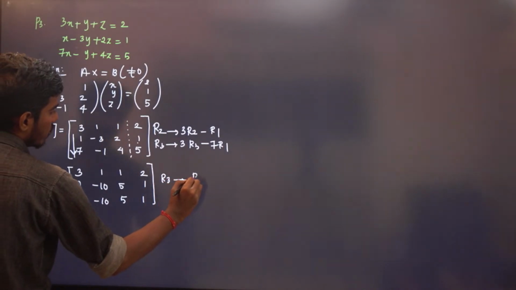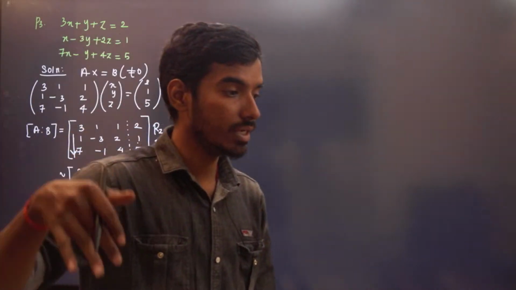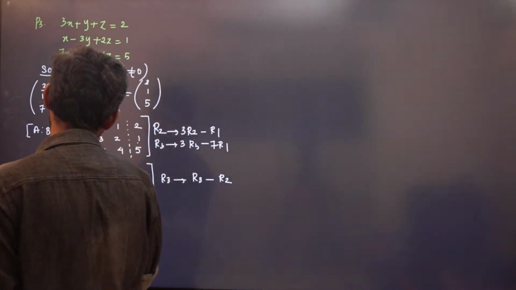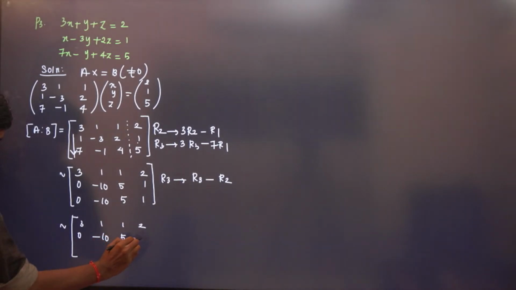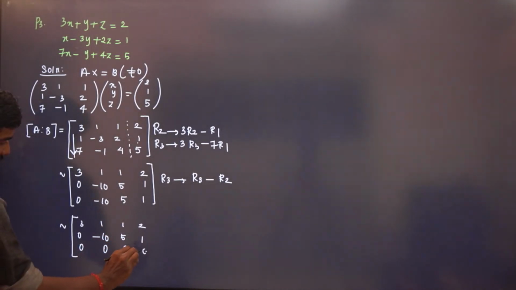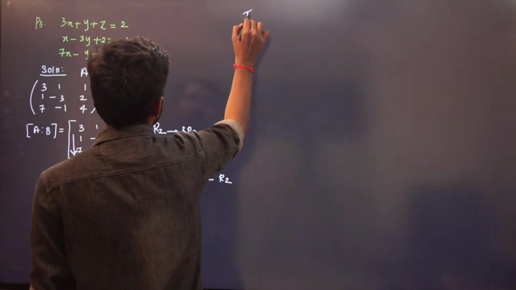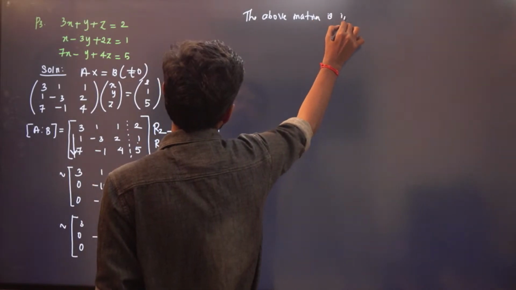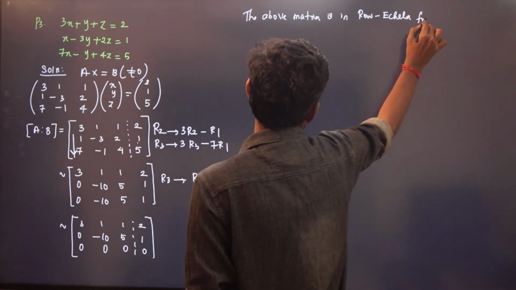So R3 is transformed to R3 minus R2, right? Because first row, first non-zero element, below that everything is 0. So first step is clear. Now for the second step, second row, first non-zero element, below that everything has to be 0. Now this is 3, 1, 1, 2; 0, -10, 5, 1. This turns out to be 0, 0, 0, 0, which is in row echelon form, right? The above matrix is in row echelon form.